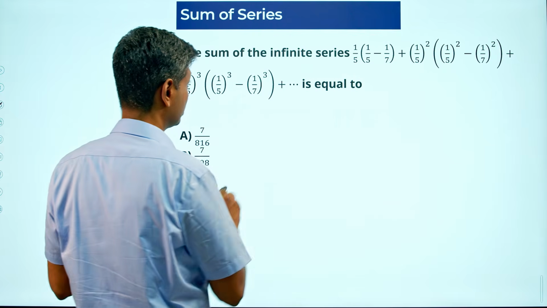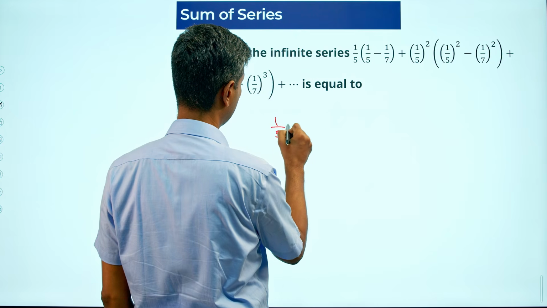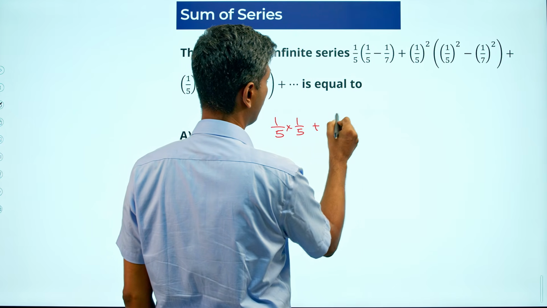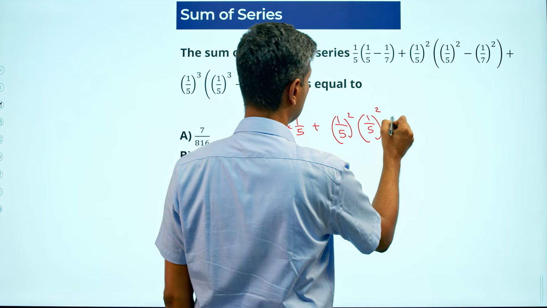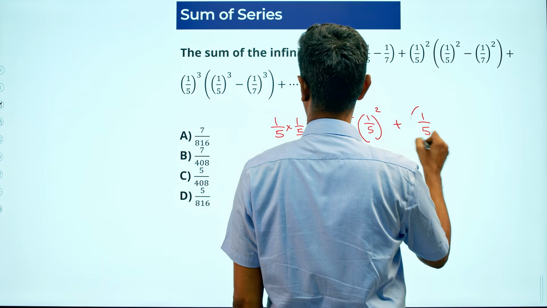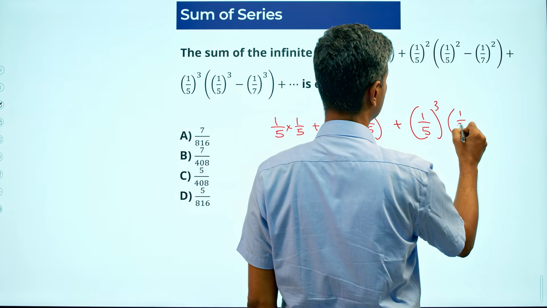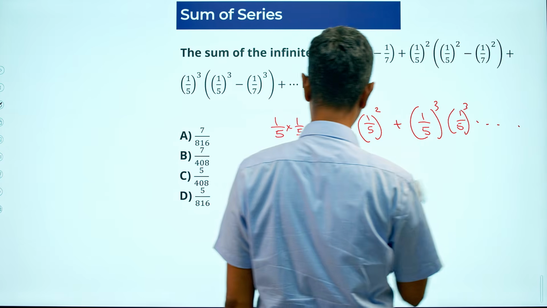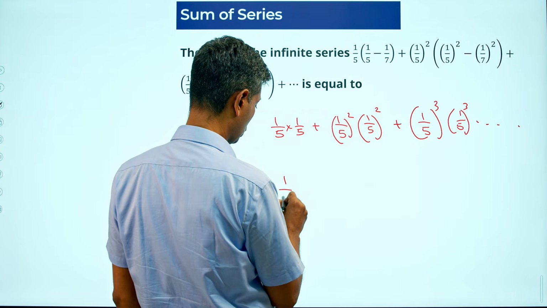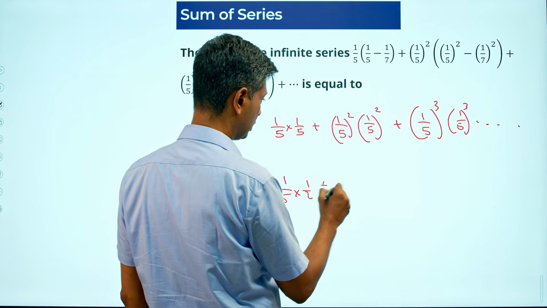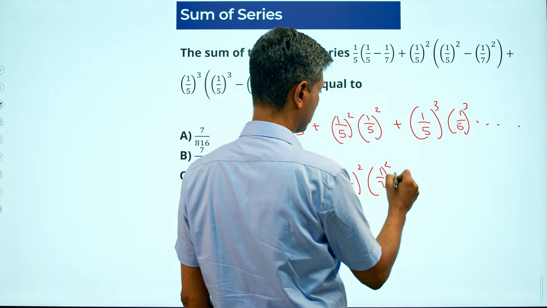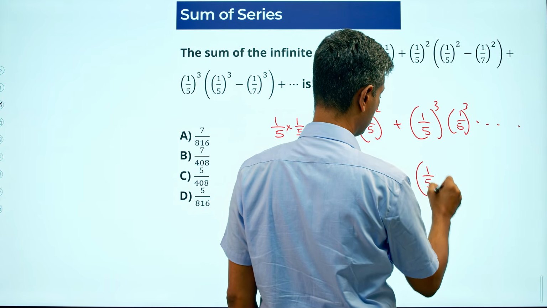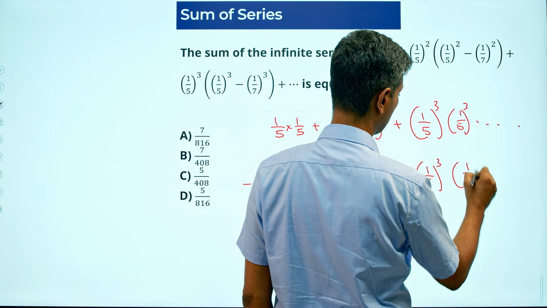So I'm going to call this 1/5 × 1/5 + (1/5)² × (1/5)² + (1/5)³ × (1/5)³, minus 1/5 × 1/7 + (1/5)² × (1/7)² + (1/5)³ × (1/7)³.